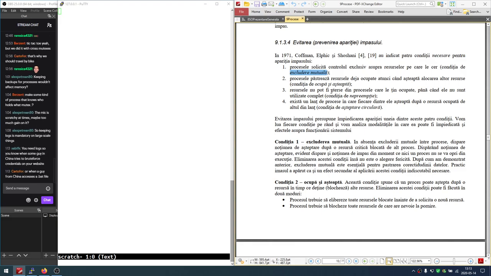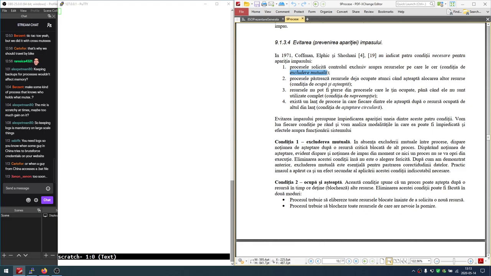We cannot destroy it. The idea is that if out of these four conditions, we can make one not happen, we'll not have a deadlock. But the first one, we cannot undo. We need it. We need to be able to lock resources.